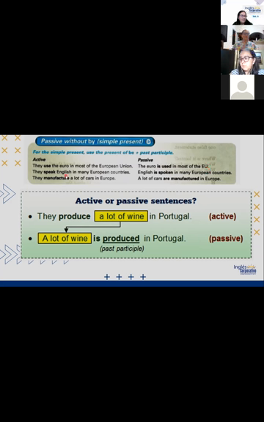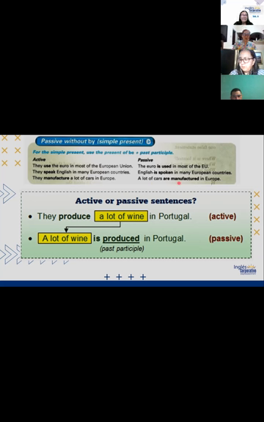They speak English in many European countries. Who speaks? Obviously, people, right? The citizens, the inhabitants of those countries. So they speak English in many European countries. English is spoken in many European countries. That's right. They manufacture a lot of cars in Europe. A lot of cars are manufactured in Europe.